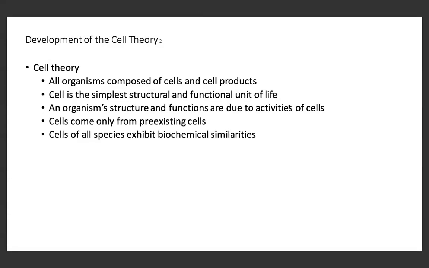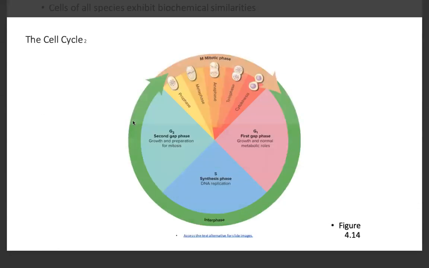It is worth revisiting cell theory, most especially the second last bullet point here, and that second cells will only come from pre-existing cells. This is what will help us understand the cell cycle. So the cell cycle essentially summarizes the lifespan of a cell.